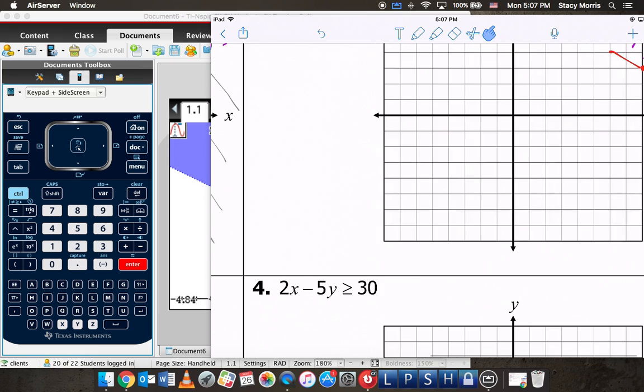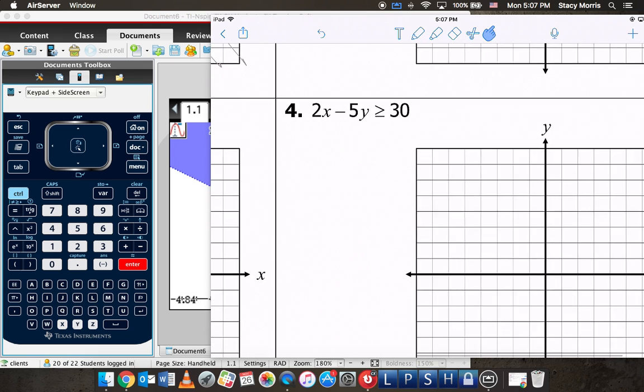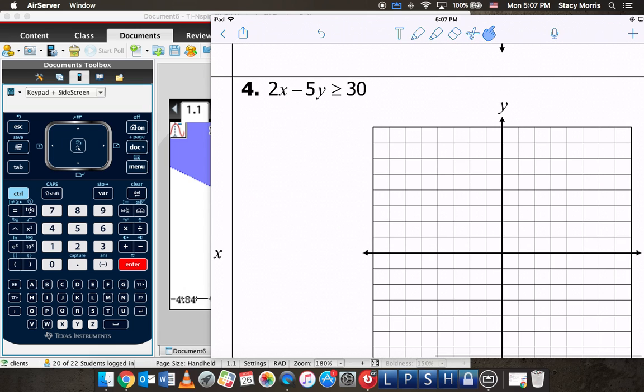Okay. All right, I'm going to skip ahead to number 4. We'll come back to number 3. So number 4, we have 2x minus 5y is greater than or equal to 30. So if you're graphing by hand, you first have to get this to y equals mx plus b. You can use your calculator, but again, you have to confirm it on your paper, so definitely make sure you trace to point. So I'm going to first get this to y equals mx plus b. So the first step is to move the 2x to the other side. We do that by subtracting.